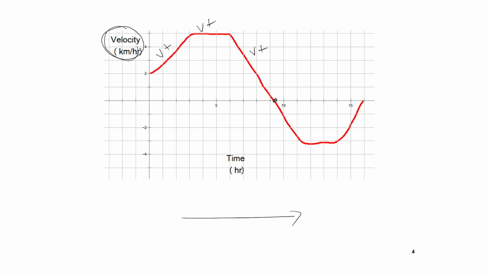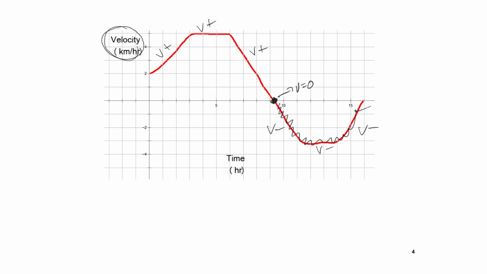At this moment here, where this dot is, the velocity is on the x-axis, so the velocity is 0, but afterwards the velocity is negative. Notice how this whole entire area here, the velocity is negative. So V is negative, V is negative, V is negative. What that means is the car is going to be heading in this direction.